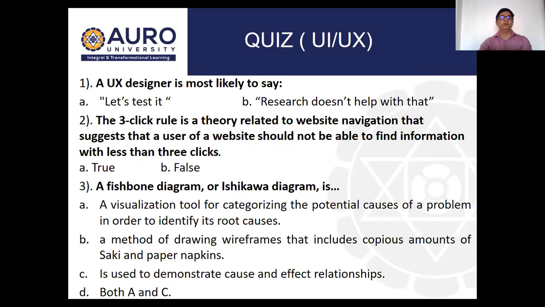This is the question for UX design, most likely to say one A or B. These are the two options. In the second case, there are two true or false type questions. The third one is a flowchart diagram. These are the third questions.